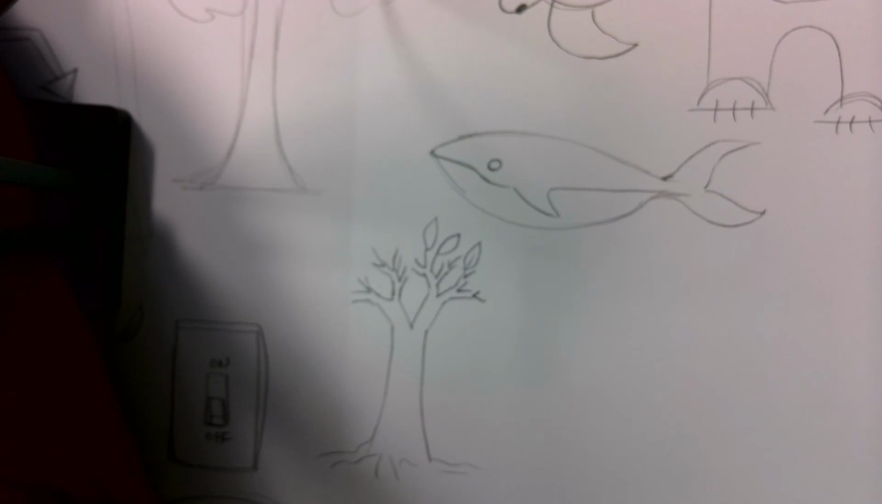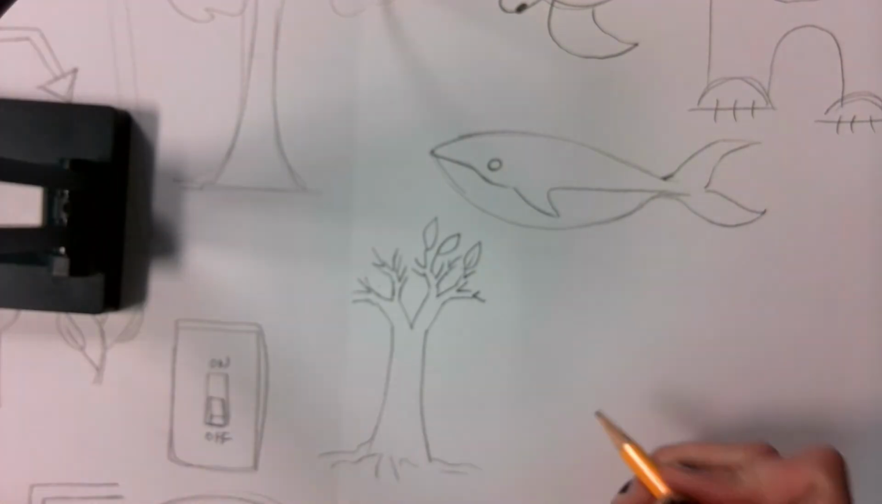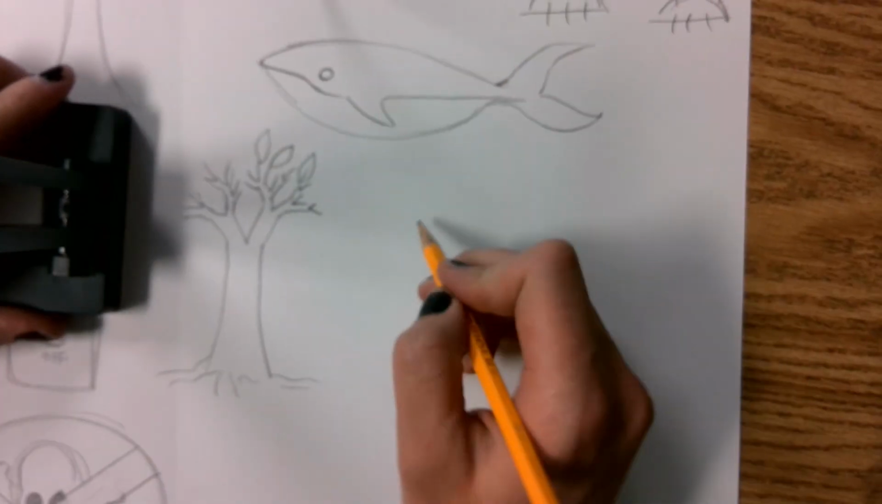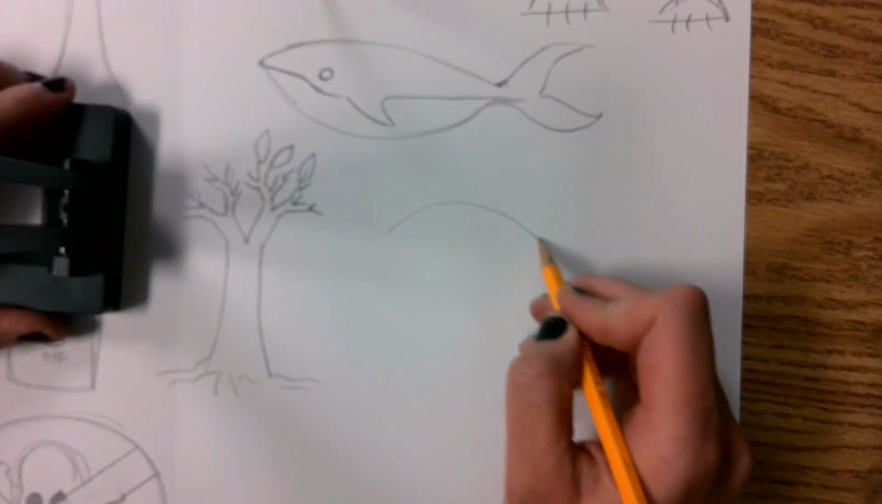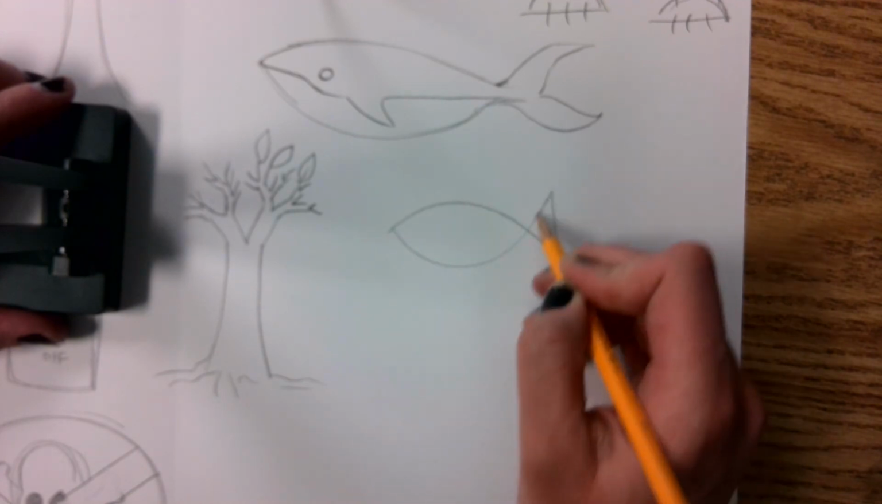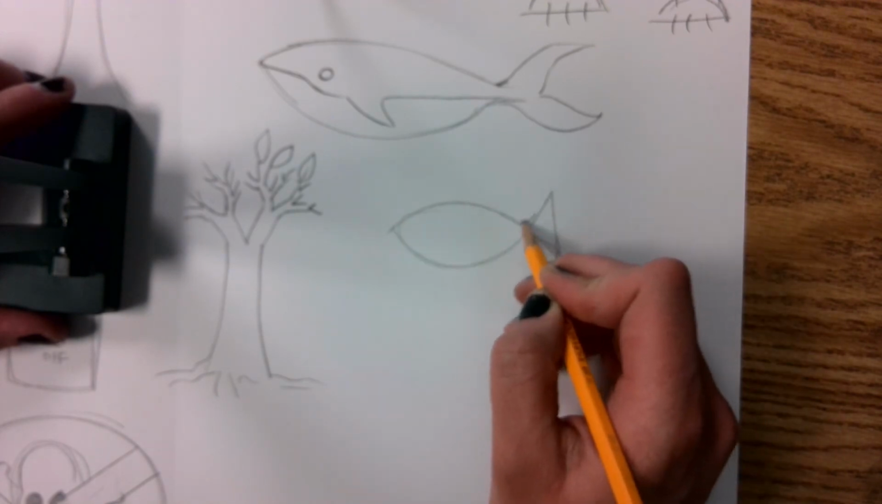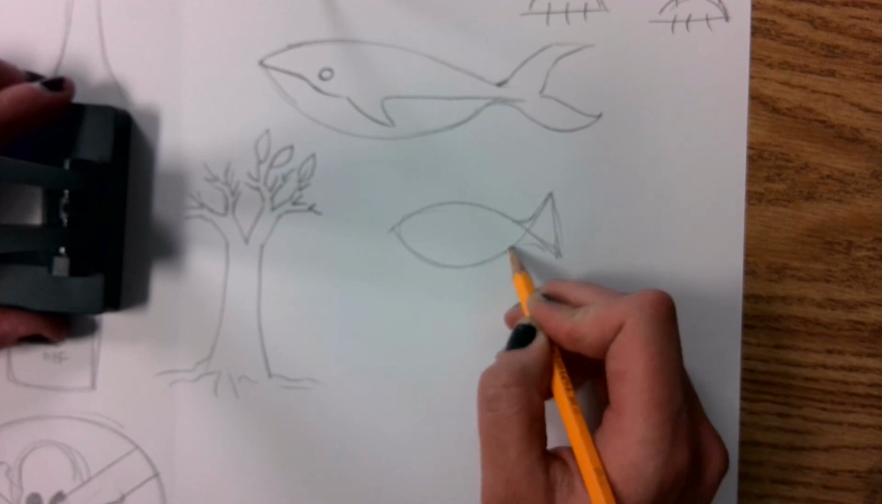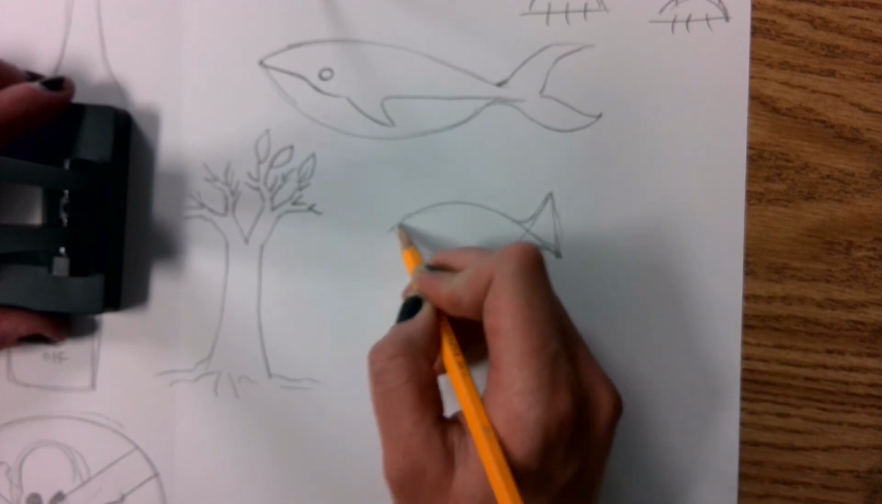Let's see what else we could draw. So maybe just a regular fish. If you want to just draw a regular fish, you could do this. I always do this, and then if you want to make it look more realistic, you curve that out.